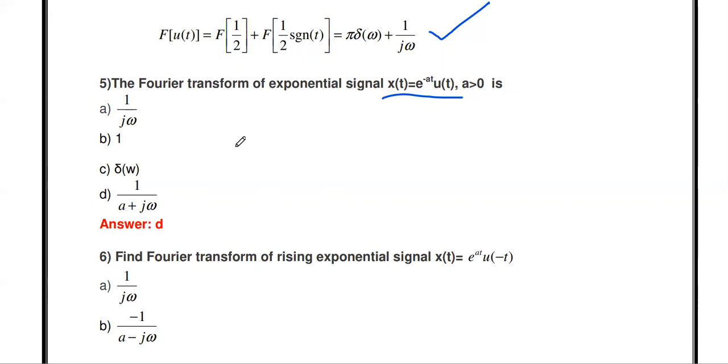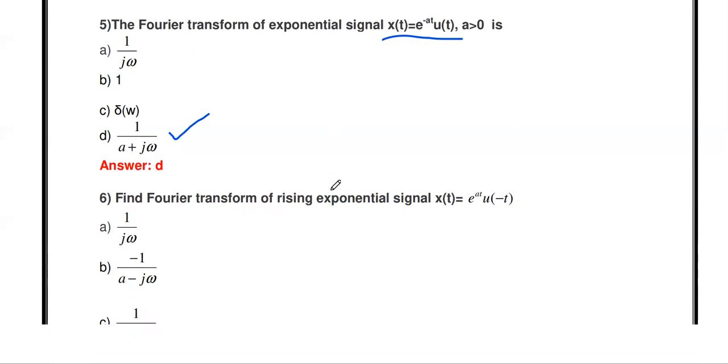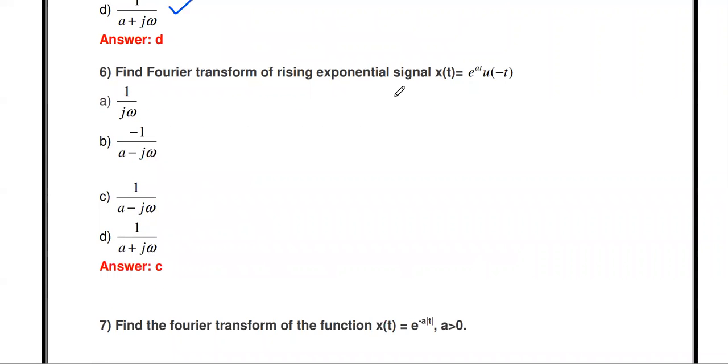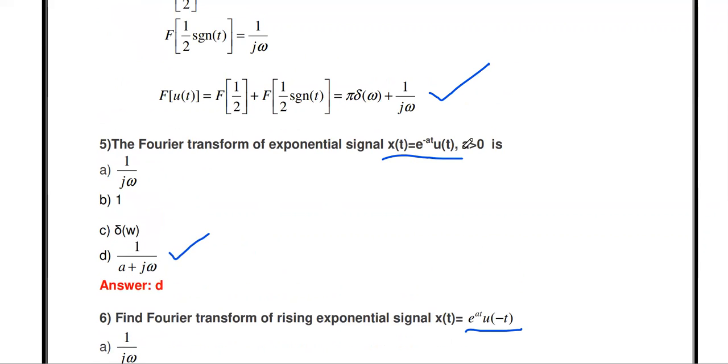What is the Fourier transform of the exponentially decaying signal e power minus at u of t? It is 1 divided by a plus j omega. Okay, 1 by a plus j omega is the correct answer. Then find the Fourier transform of the rising exponential signal e power at u of minus t. So this signal e power minus at u of t is the exponentially decaying signal, and this signal is available for the positive time axis. Okay, this is the causal signal. So for the signal, the Fourier transform is 1 by a plus j omega.